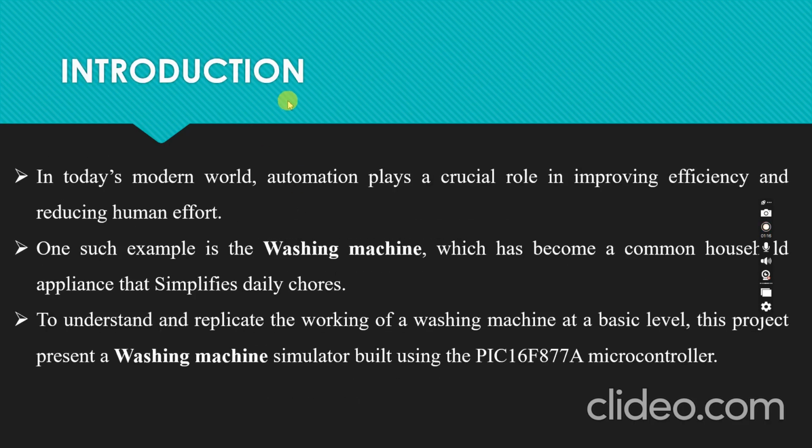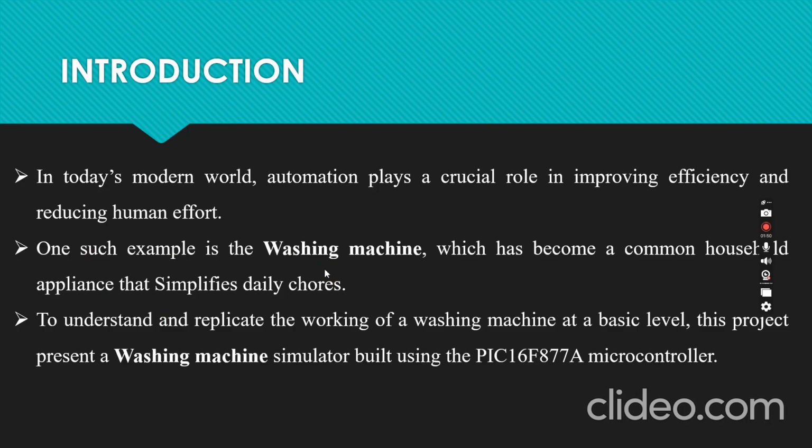And this is the introduction. In today's modern world, automation plays a crucial role in improving efficiency and reducing human effort. Means day by day we want to make things easy. If someone is working, they think about how to do this work in a smaller way and how to save time. This is the main reason we are using new technology day by day. One of the most familiar examples, which we all know, is the washing machine.